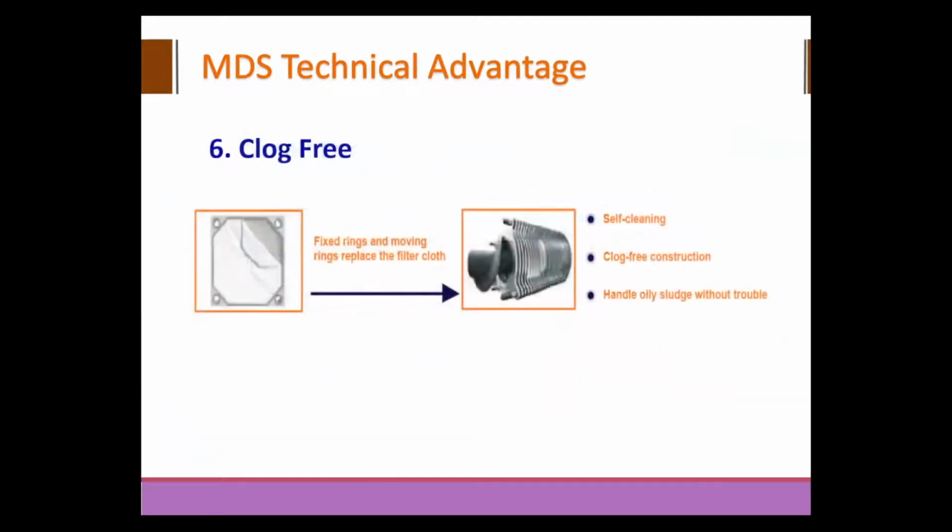Number six, clogging free. With the rotation of the screw, the moving rings begin detaching from the fixed ring, continuously starting the self-cleaning process, so clogging is avoided. Therefore, it can handle oil sludge without any trouble while easily separating the water from the sludge with a minimum quantity of flushing water required, and there's no odor or secondary pollution during the dewatering process.